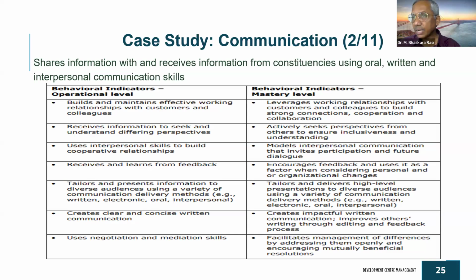Right. So quickly look at this, the indicators at the operation level and the mastery level. If you have questions, I'll answer them. Otherwise, we will go forward.